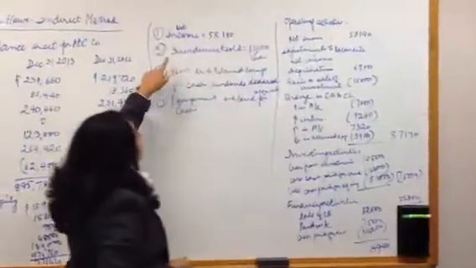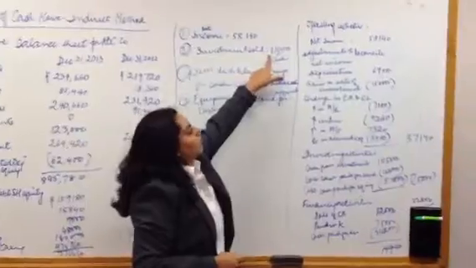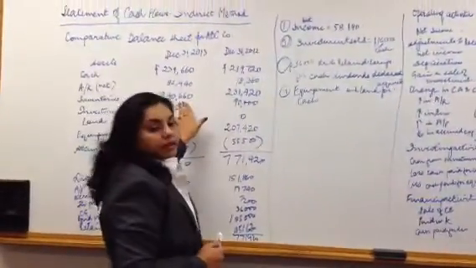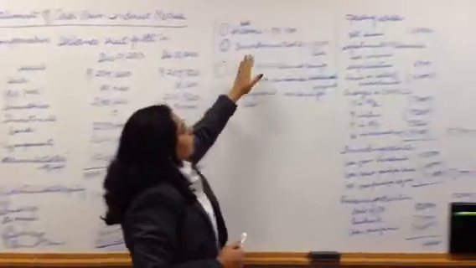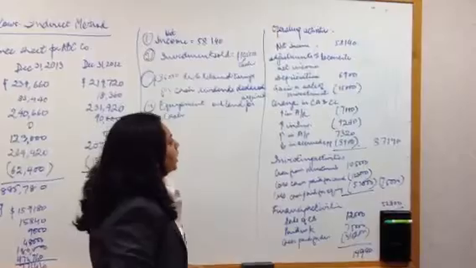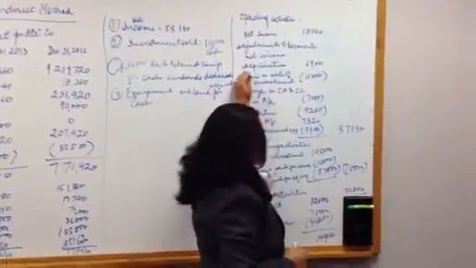This 15,000 is the difference between 90,000 and 105,000. Since we are selling the investment for 90,000 and the cash received is 105,000, there is a gain on sale of investment. We are going to deduct that gain on sale of investment.